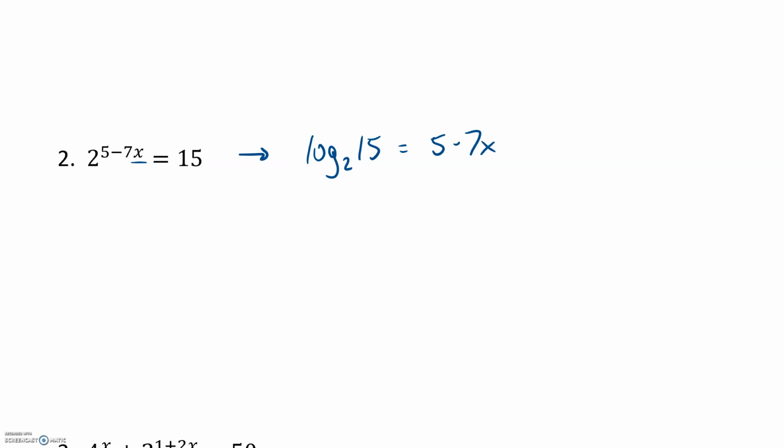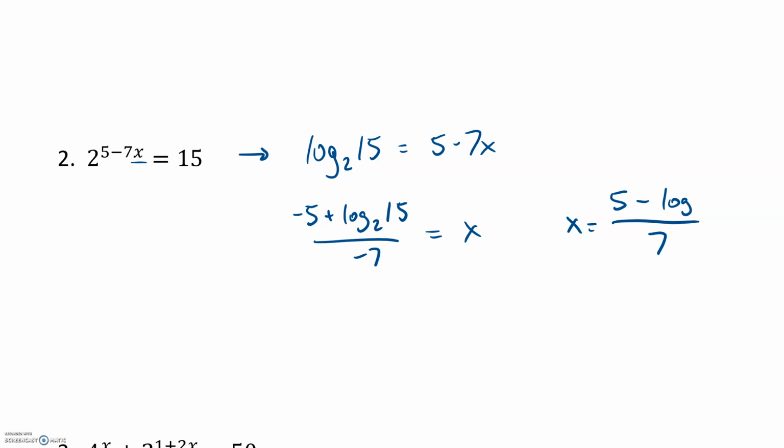Now we have a little bit of work to do. We can subtract 5 from both sides and divide by -7. And it might be a little bit nicer to write that with a +7 in the denominator, and then that's going to change the sign of the things on top as well. So I end up with 5 minus log base 2 of 15.